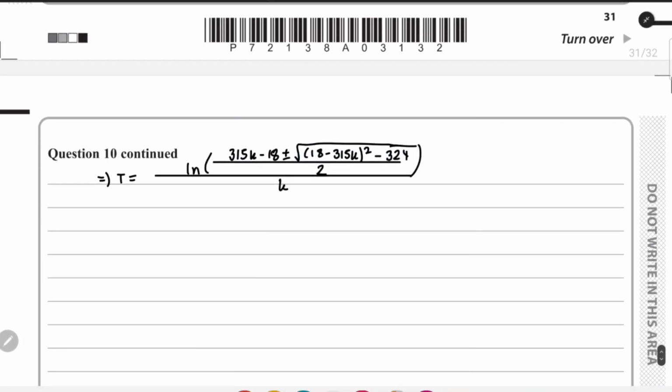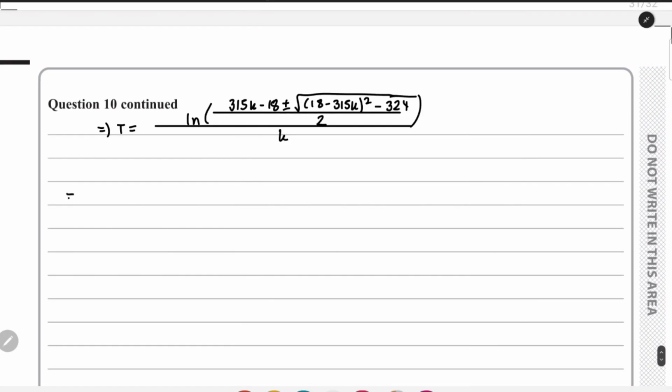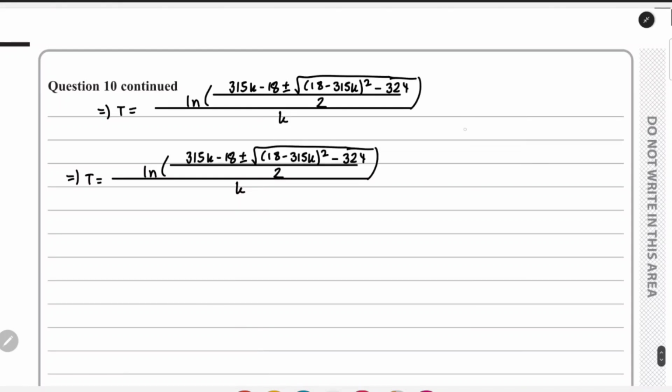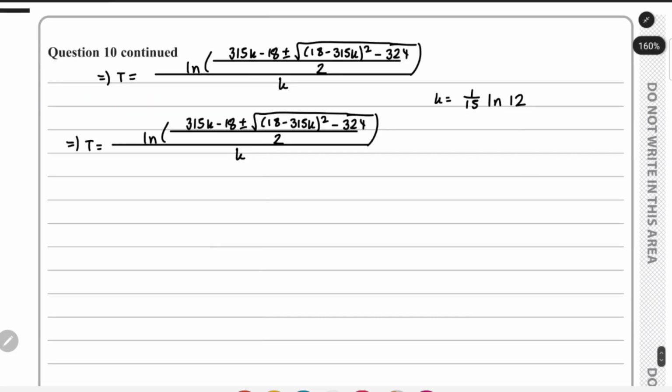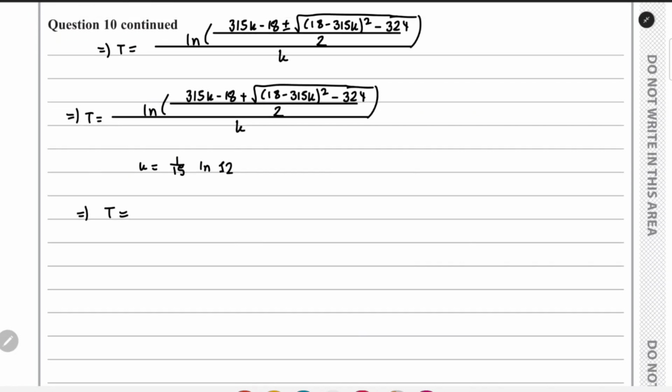Now we'll take one value with plus over here and the other value with minus. So one value of t is, and now in place of k, I'll place 1 by 15 ln 12. This is one value with the plus, and I'll place the value of k equals 1 by 15 ln 12 in this case, and find the value of t to one decimal place. This is 20.849, or to one decimal place this will be 20.8.